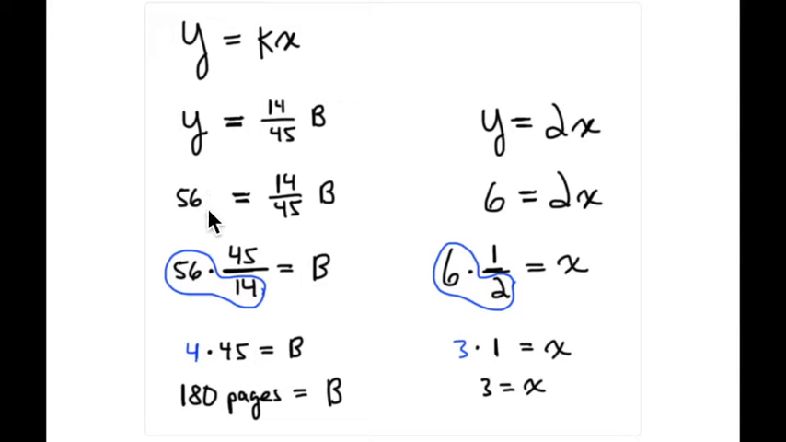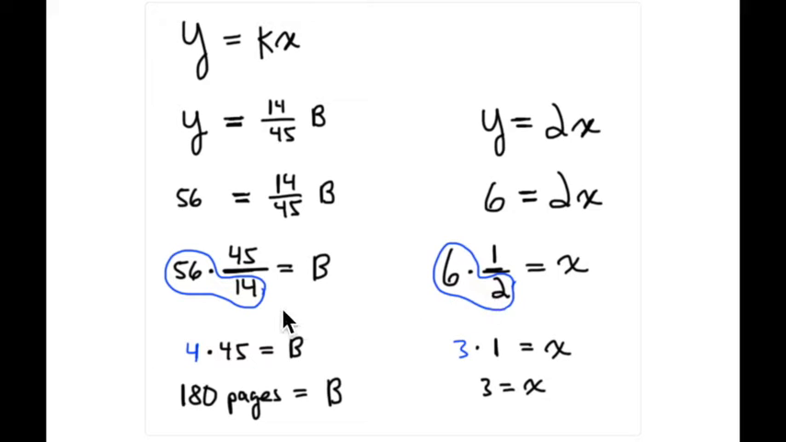So I have 56 equals two factors. One factor is 14/45. The other factor is b, the size of the book, the length of the book. So how do I figure out what the length of the book is? I divide, or I multiply by the multiplicative inverse. I divide by 14/45, which is the same as multiplying by the multiplicative inverse of 14/45, which is 45/14.